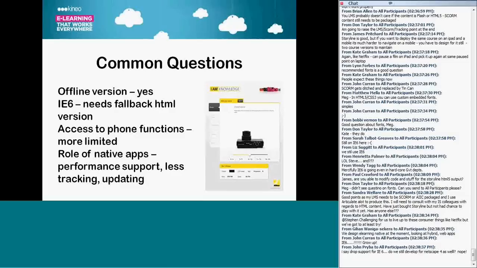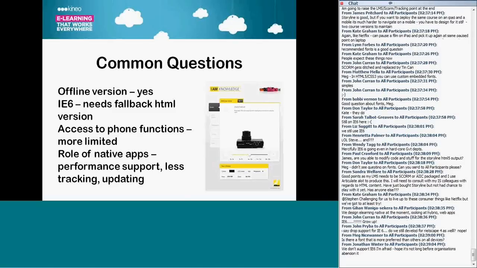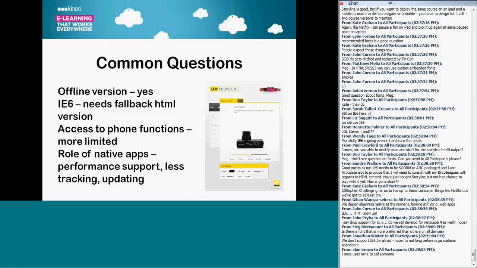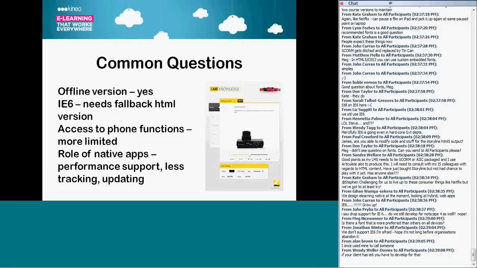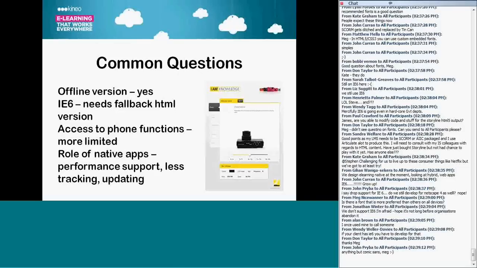Think about how I use my phone, and the sort of apps I use: when's the next train, Google Maps, etc. I use very performance support-based apps. I do also occasionally look at the paper and things like that. But I think maybe the role of native apps may be more focused on performance support, maybe where you need to track less and you're updating less frequently. So I think there are some questions, there are some issues.